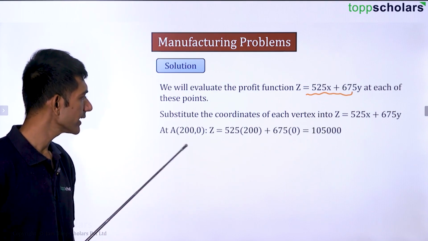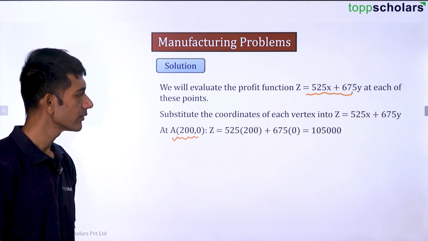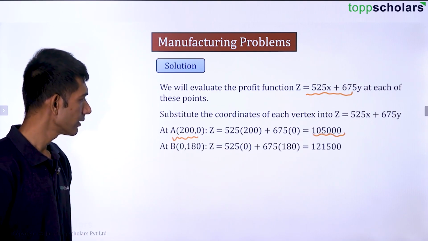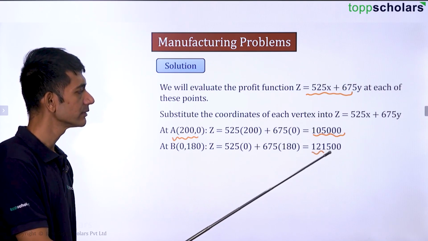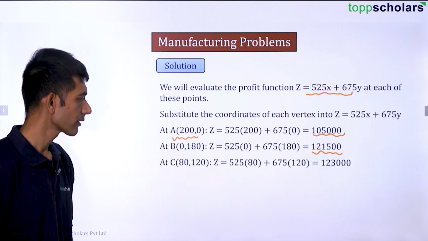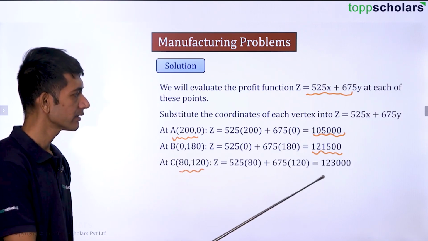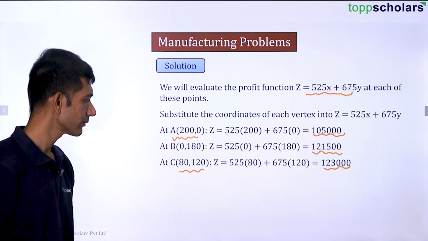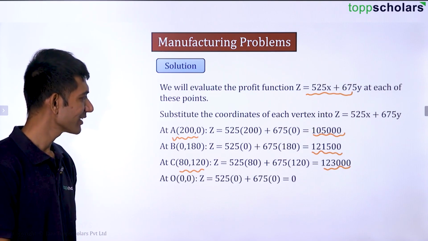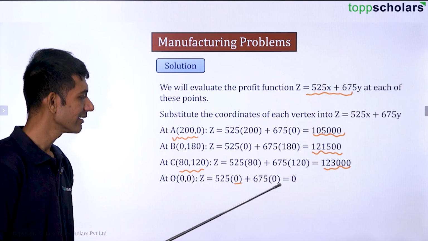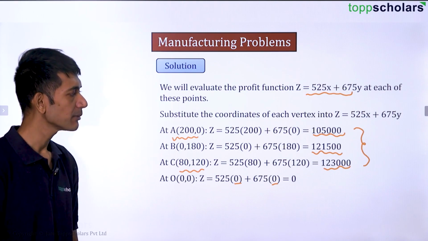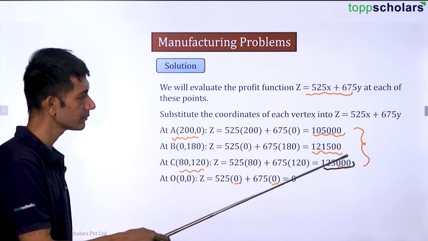So first, the coordinate is A, 200 comma 0. The value is 1,05,000. For B, that is 0 comma 180, the value is 1,21,500. For 80 comma 120, the value is 1,23,000. And at 0 comma 0, obviously there will be no profit, right? Because you are not producing anything, how will you get a profit? Anyways, in these 3, which is the maximum value? Can I say the maximum value is this?